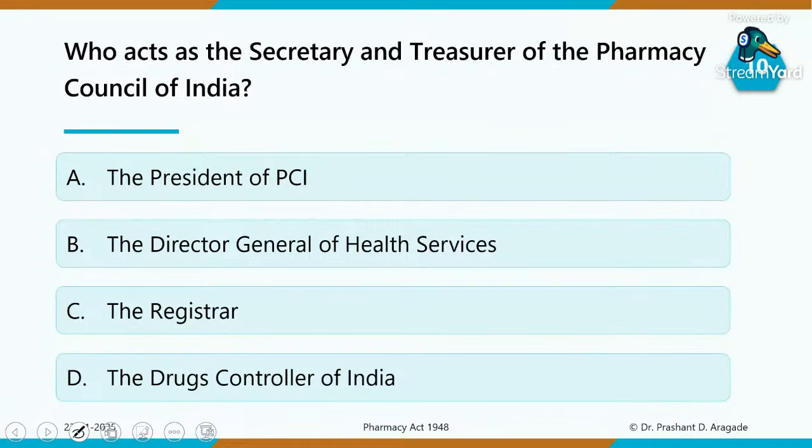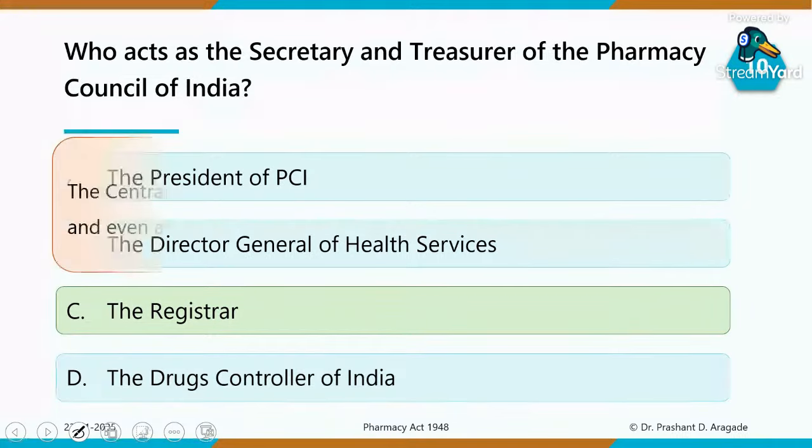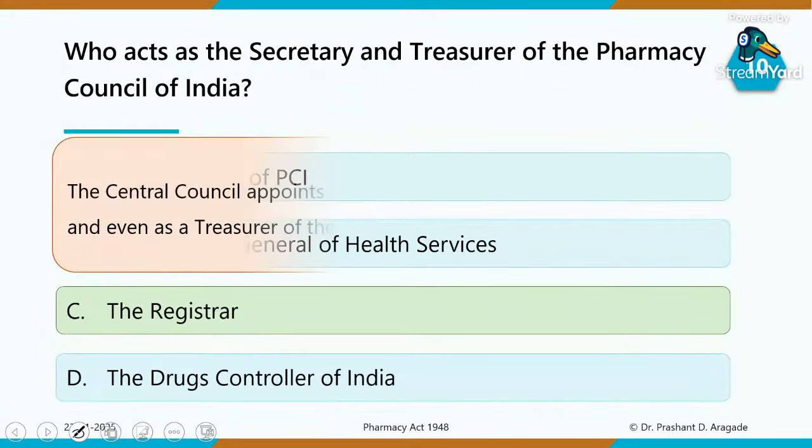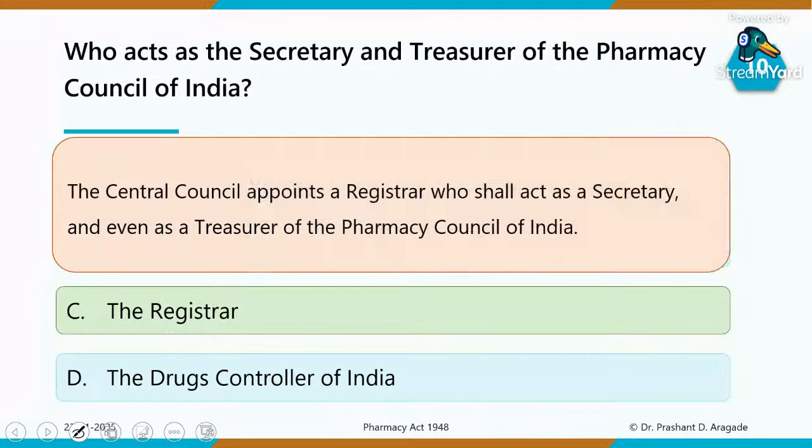The correct option is option C, that is registrar. So the central council can appoint the registrar, who shall act as the secretary and even treasurer of the Pharmacy Council of India.